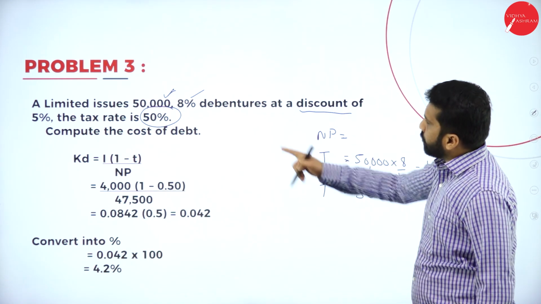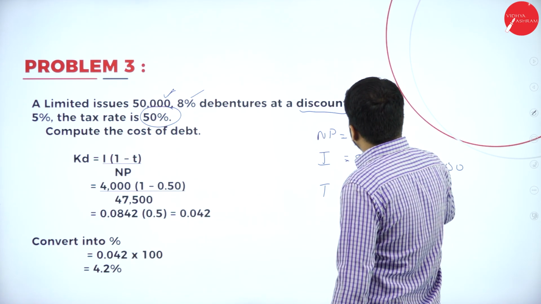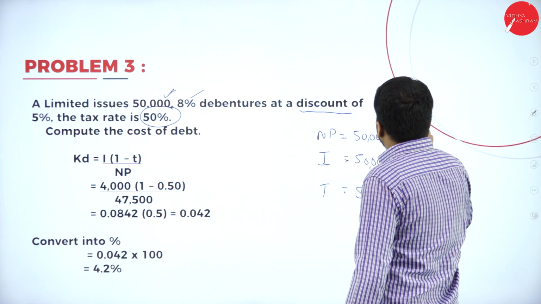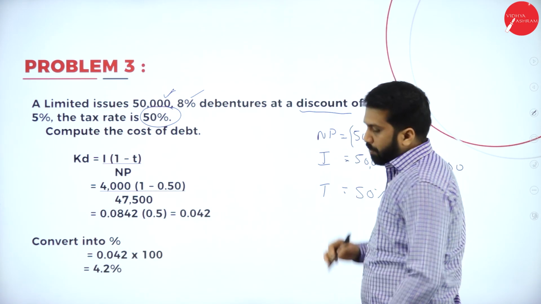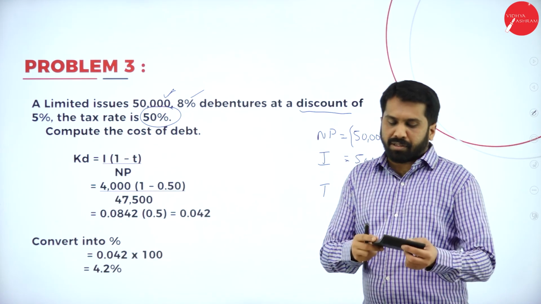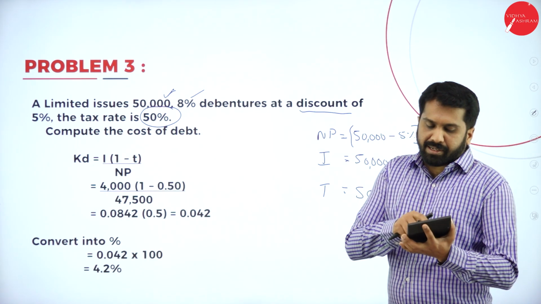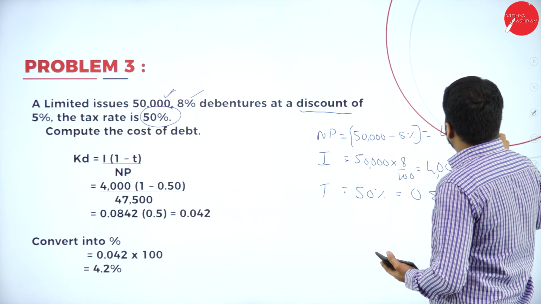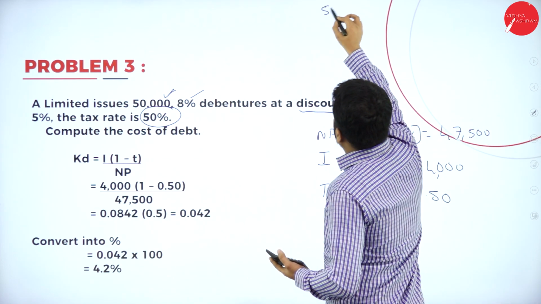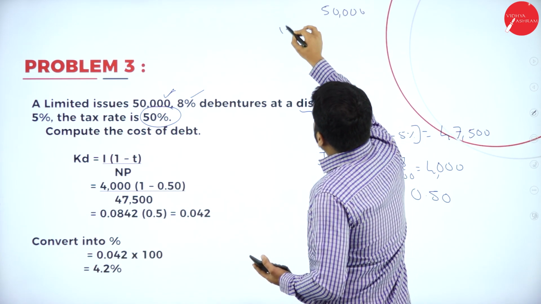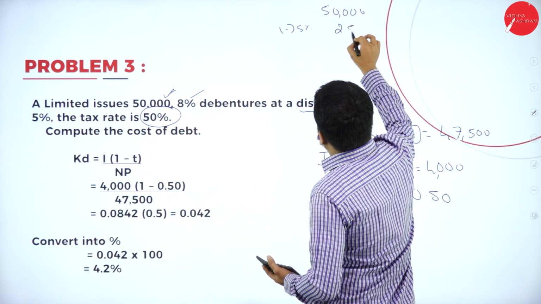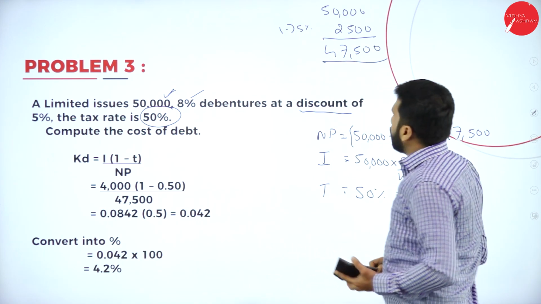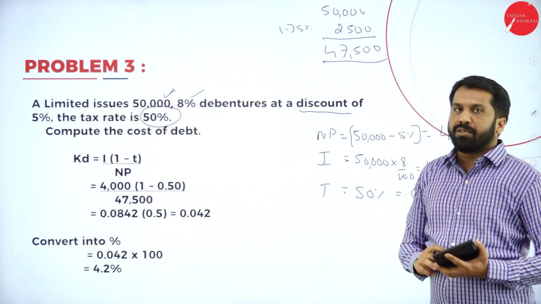What is the net proceeds? You have 50,000. Discount of 5%, minus 5%, how much will you get? 50,000 minus 5% is 2,500, so your answer is 47,500. Hope you understood. Like this, you are supposed to calculate.